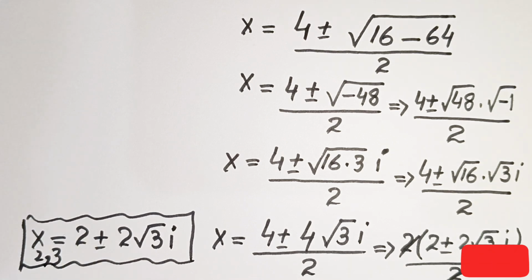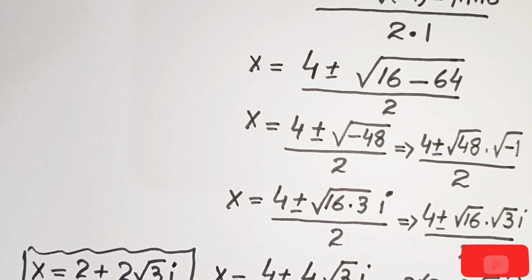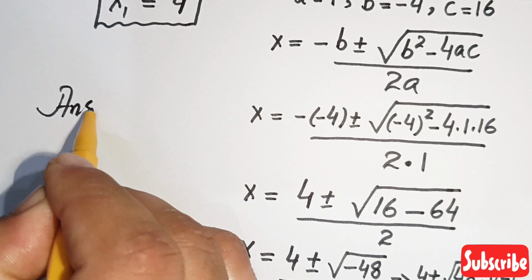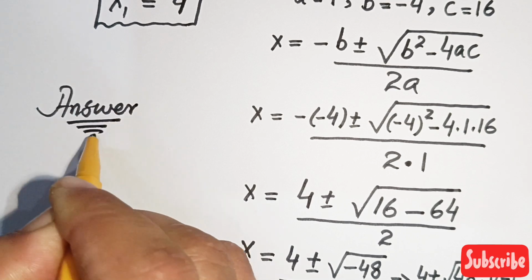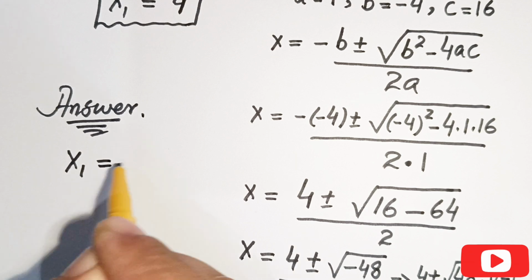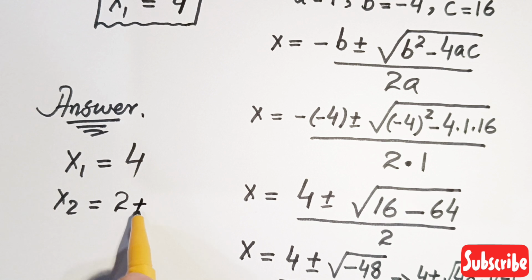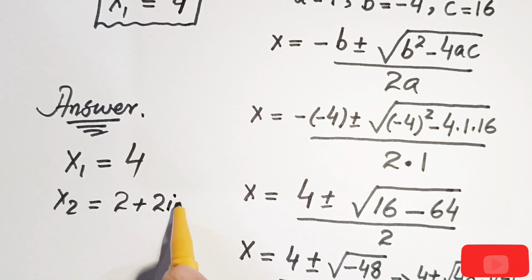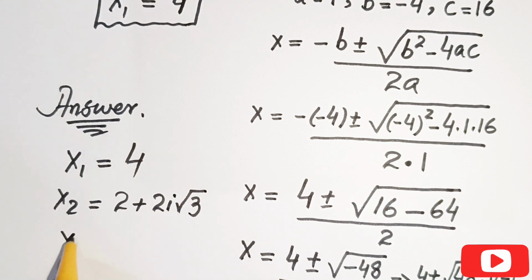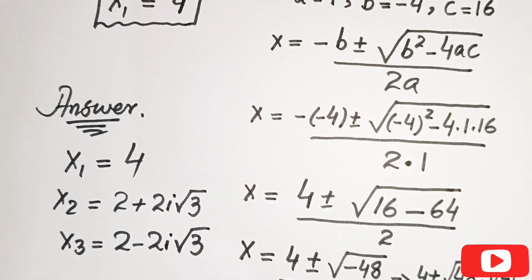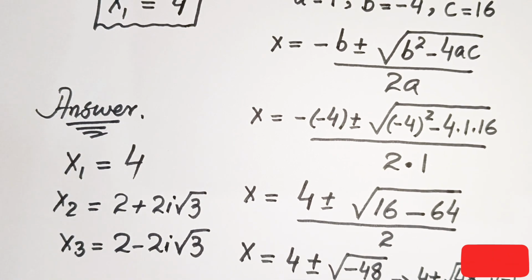Now it is our final answer. So we have to write our final result: x1 is equal to 4, x2 is equal to 2 plus 2i square root of 3, and similarly x3 is 2 minus 2i square root of 3. So we have three possible values of x here.